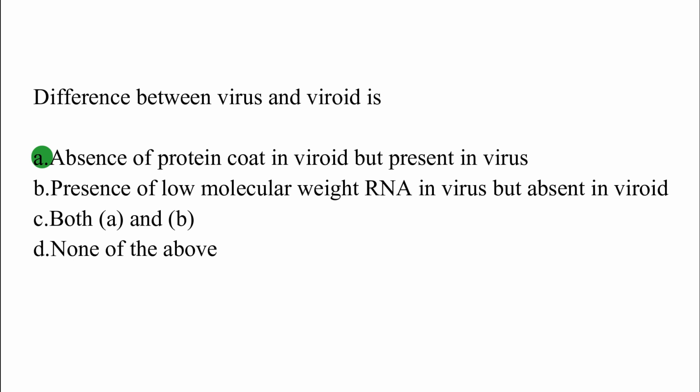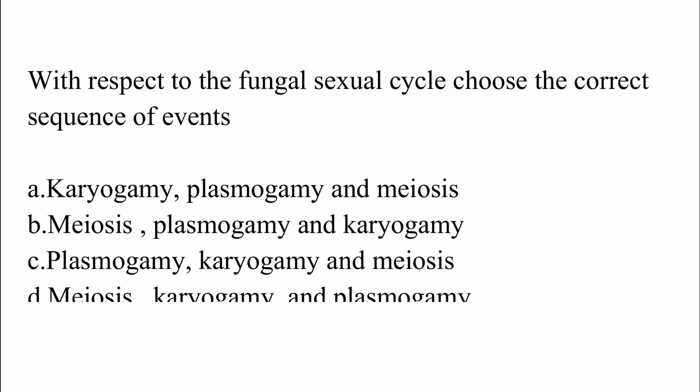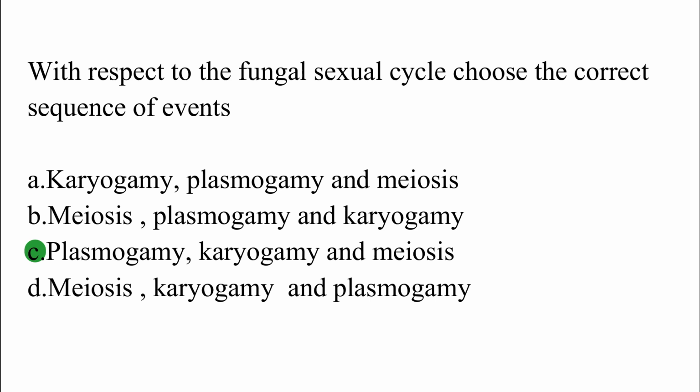With respect to the fungal sexual cycle, choose the correct sequence of events. Option A, karyogamy, plasmogamy and meiosis. Option B, meiosis, plasmogamy and karyogamy. Option C, plasmogamy, karyogamy and meiosis. Option D, meiosis, karyogamy and plasmogamy. The correct answer is option C, which is first plasmogamy, then karyogamy, then meiosis, the correct sequence of events of the fungal sexual cycle.